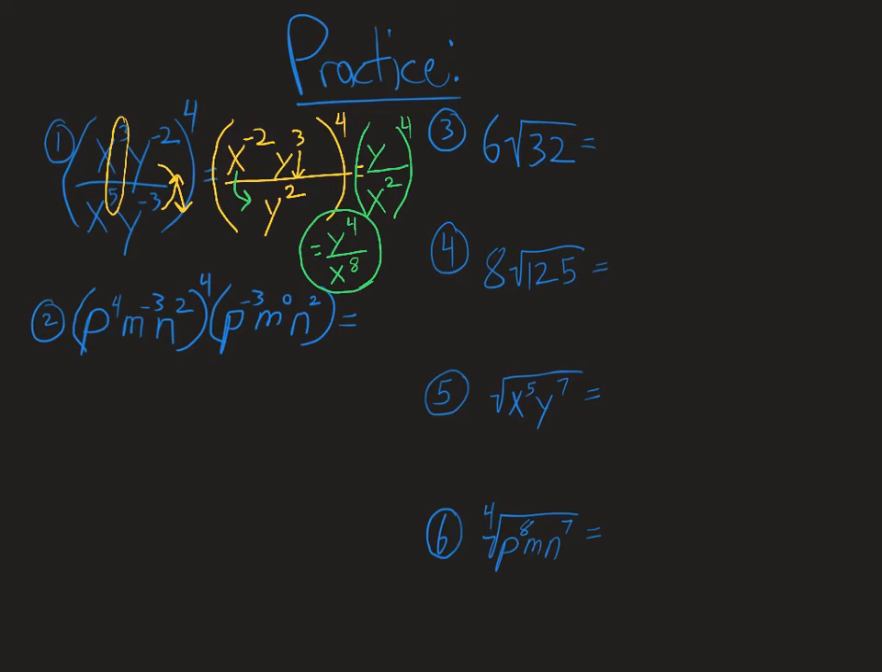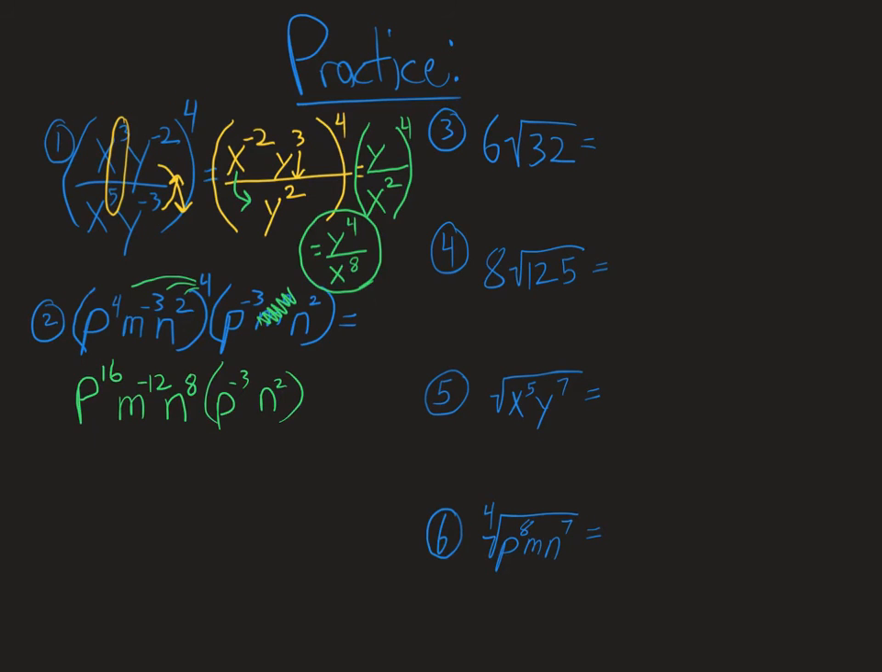Okay, next one. Distribute that 4, and you could deal with the negative first. Either way is fine. p to the 16, m to the negative 12, and an n to the 8. That m is going to get canceled out, and then I'll just bring this stuff down.